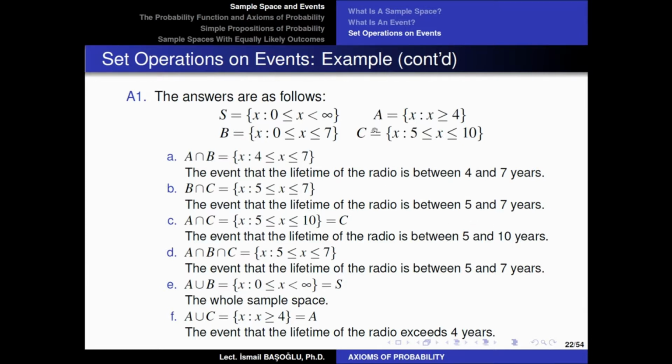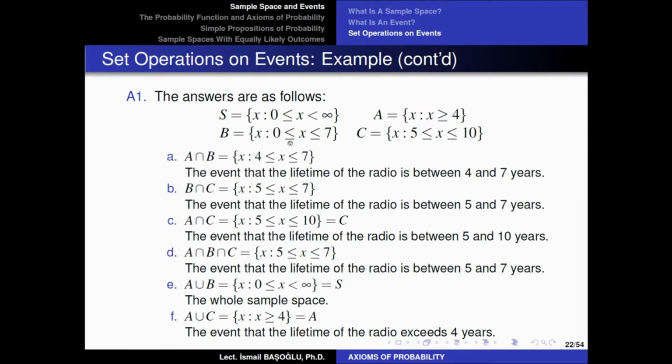Now, how about A intersection C intersection B? Okay, the three-way intersection. Now, you know that we can make these set operations in any order. We can calculate A intersection C first. A intersection C is already equal to C. And if you take the intersection of C and B after that, you will realize that the three-way intersection of these three events is the event that the lifetime of the radio is between 5 and 7 years. How about the union operations?